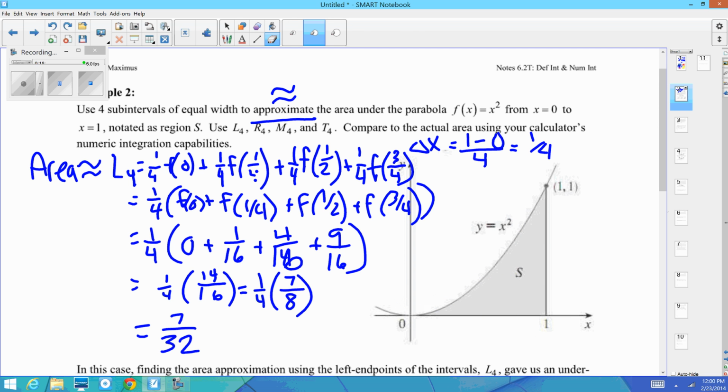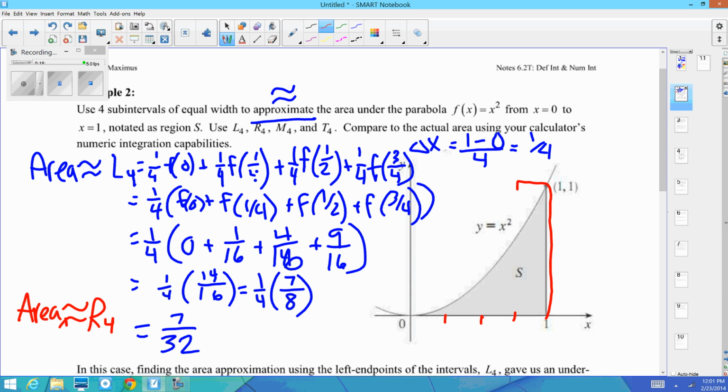What I'd like you to do tonight, it shouldn't be too tough. What I want you to try now is to use the right hand. Okay, so you're going to find area approximated by 4 right hand subintervals. So you're going to use similar numbers, okay, but your endpoints are going to be on the right for your rectangles. So now you're going to have this over approximation.